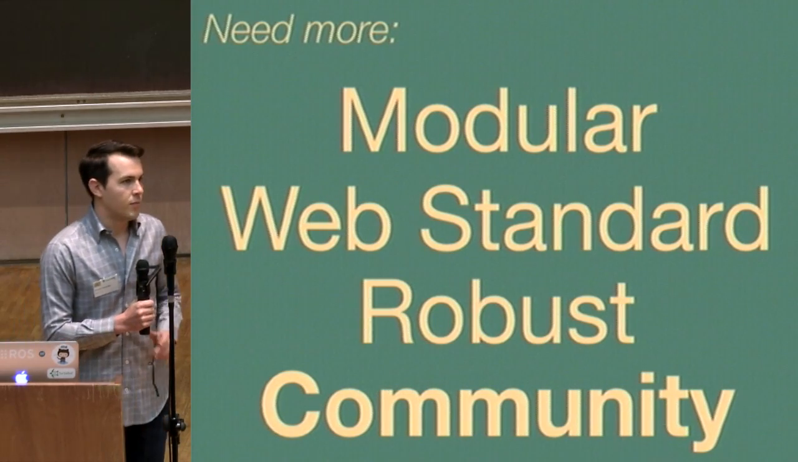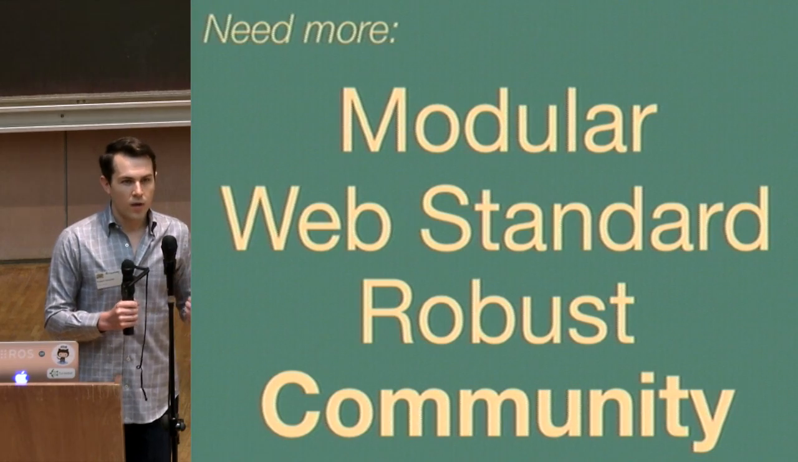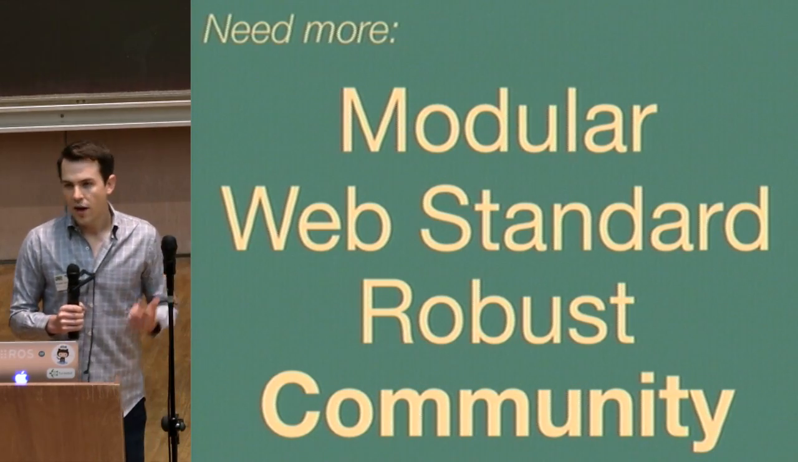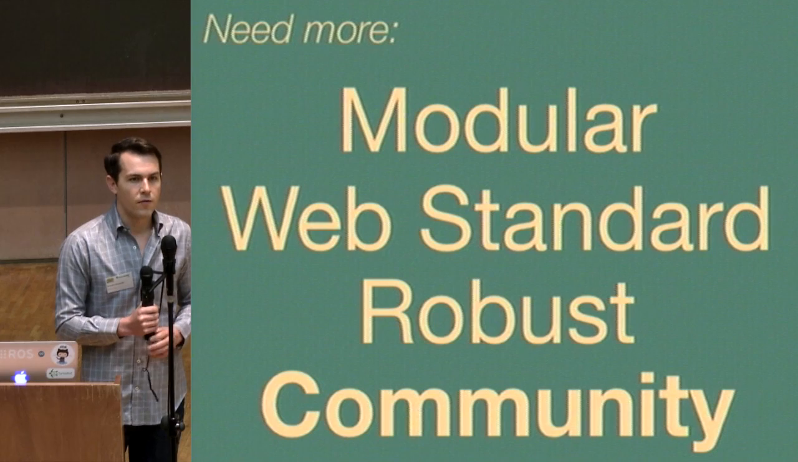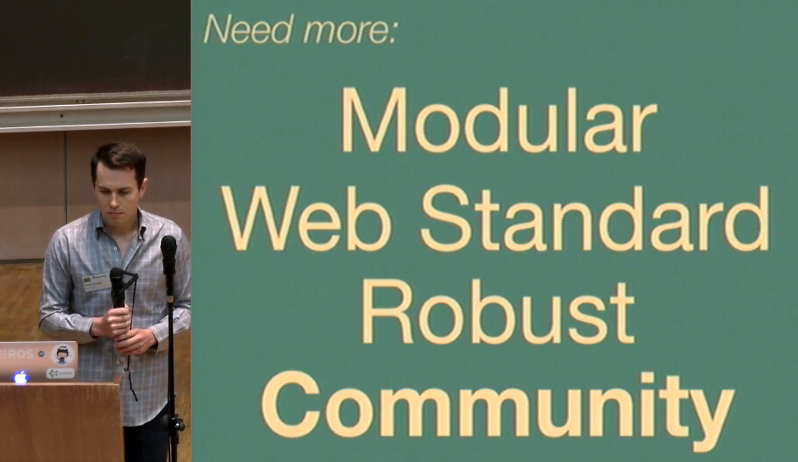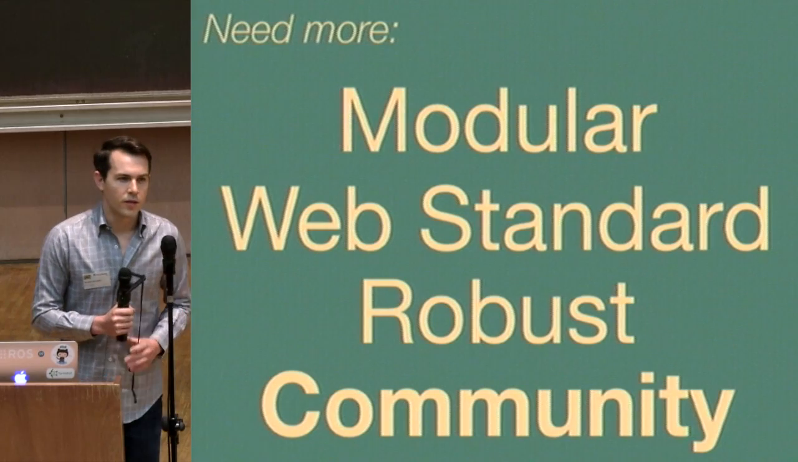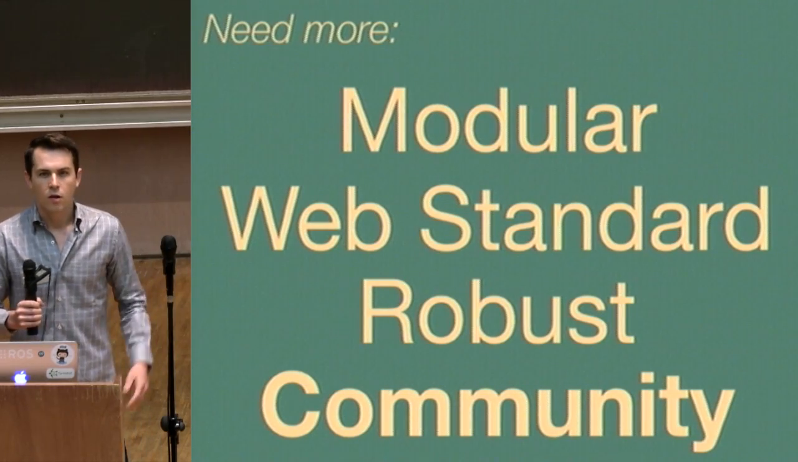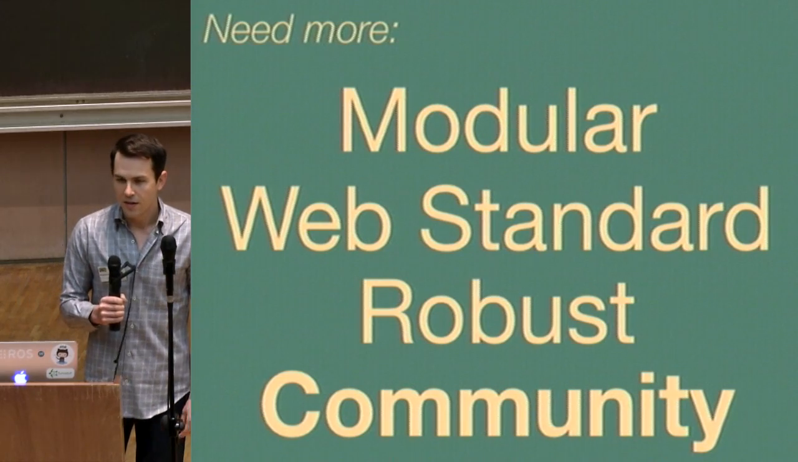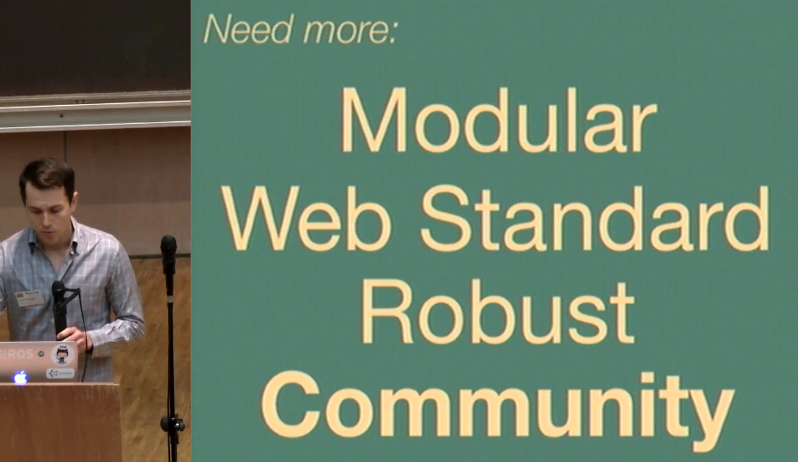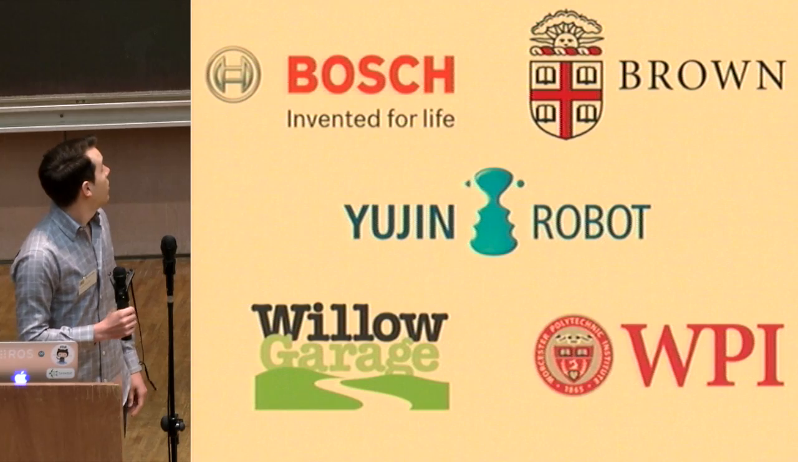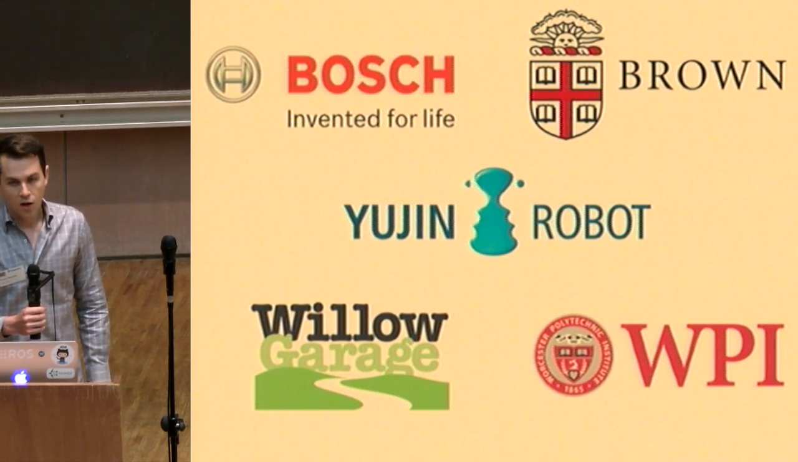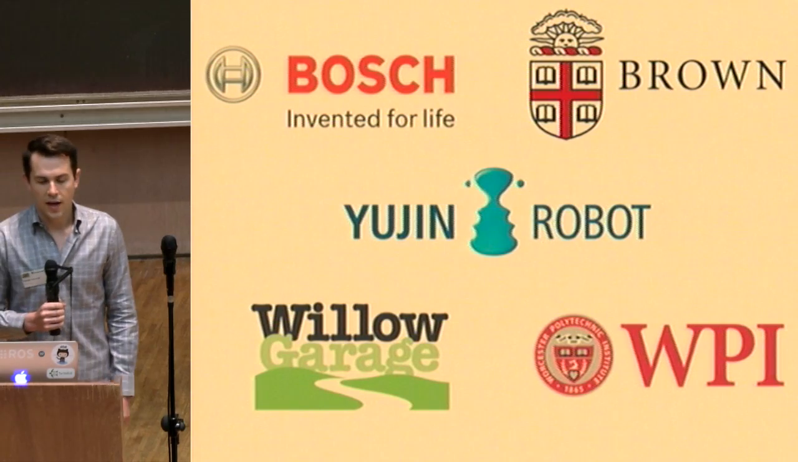We needed things to be robust. So we added unit tests, we've added Travis CI integration, and we do code review by GitHub pull request. But most importantly, we wanted this to be about us. We wanted this to be about the community. So with that, the community grew from Bosch and Brown University to include Intel, Robot, Willow Garage, and WPI.